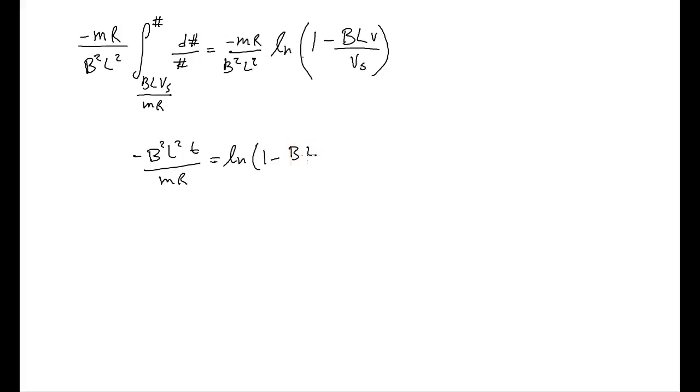Now, I don't like the logarithmic form, so I convert to the exponent form because I want to solve for the velocity, right? It's an argument of log. So e to the negative B squared L squared t divided by mR is going to be equal to 1 minus BL little v over Vs. So I'm going to take this term, add it over here, subtract this term, multiply by Vs, divide by BL, and I'll isolate the velocity as a function of time.